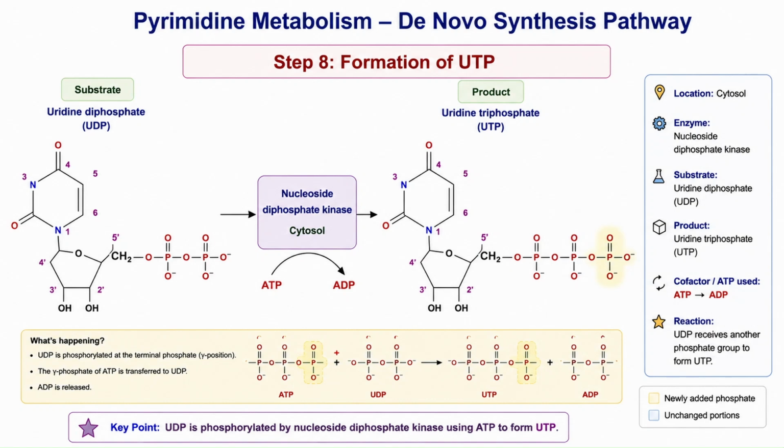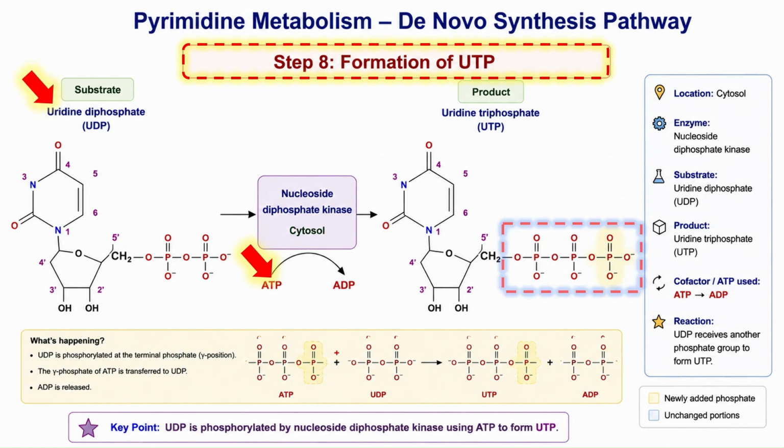Coming to the eighth step, that is the formation of the uridine triphosphate. Now here another phosphate group is transferred from ATP onto UDP. This converts the diphosphate nucleotide into a triphosphate nucleotide, that is UTP. The major structural change here is the addition of the third phosphate group.